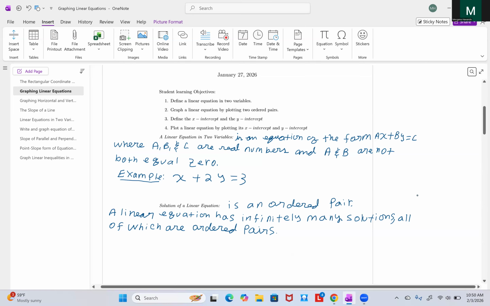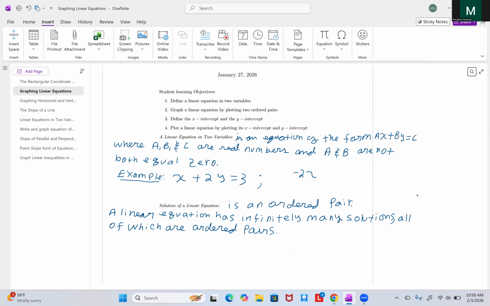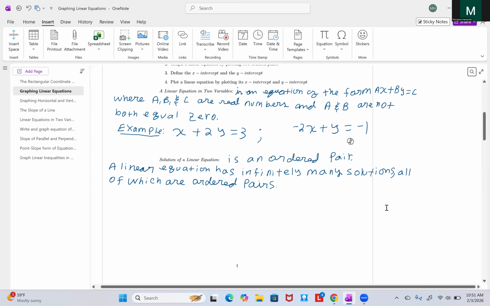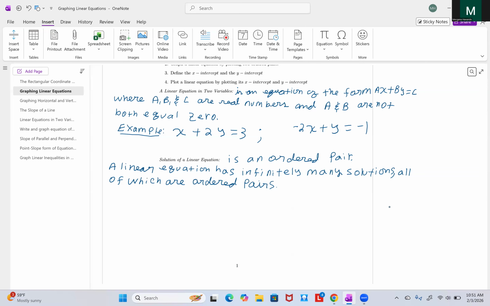Another example of a linear equation is minus 2x plus y is equal to -1. Here, a is -2, b is 1, and c is -1. A solution of a linear equation is an ordered pair. A linear equation has infinitely many solutions, all of which are ordered pairs.